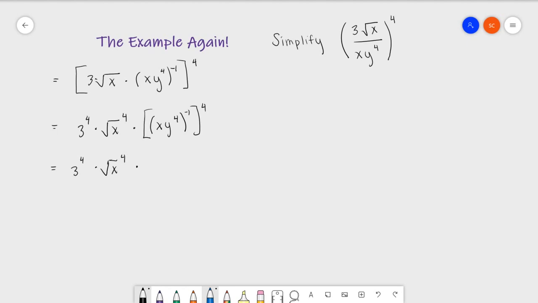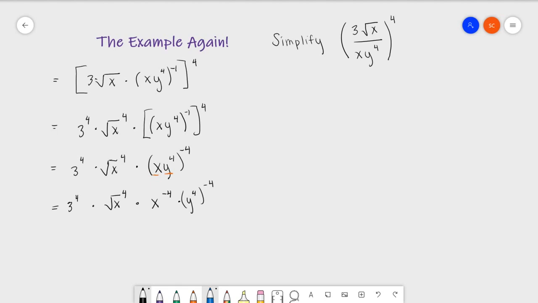So notice the parentheses here. The 4 and the negative 1 are both on everything inside. So I'm gonna multiply those together. xy to the fourth to the negative fourth. And now I'm going to focus on bringing that negative 4 into both parts of that product. So here I have part 1 of the product, part 2 of the product, two different factors. So 3 to the fourth times the square root of x to the fourth times x to the negative 4 times y to the fourth to the negative fourth.